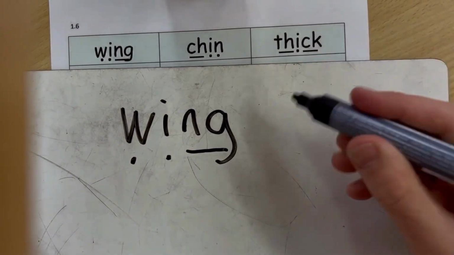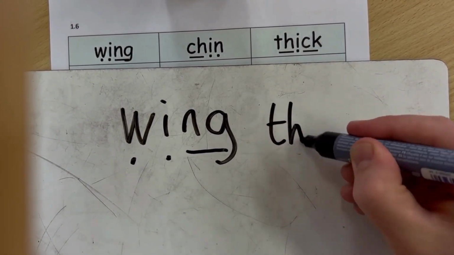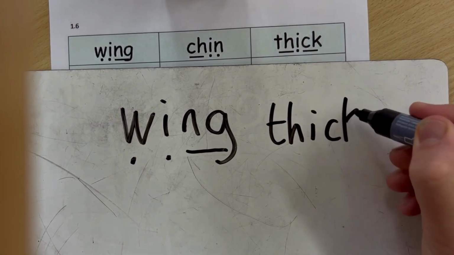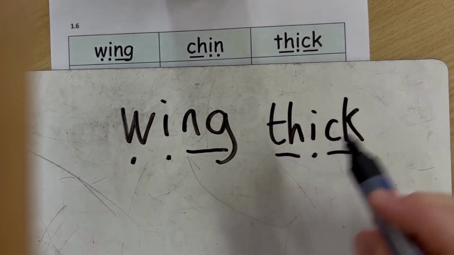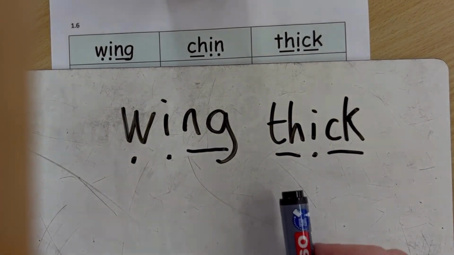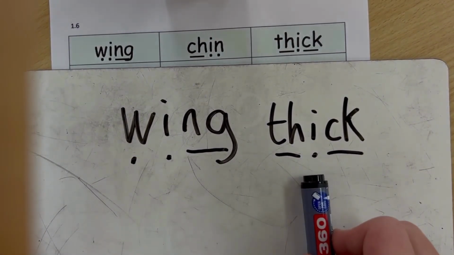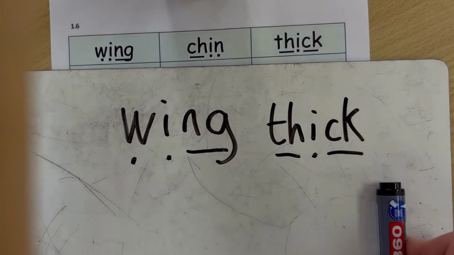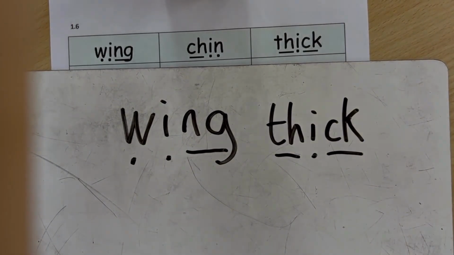Okay? Or if I show you thick, th, I, K. Again, you can see that I've underlined these digraphs, and then you can use your sounds. th, I, K, thick, like that.